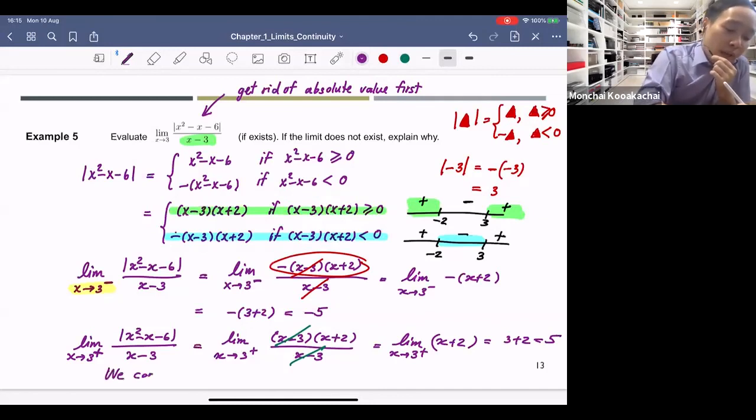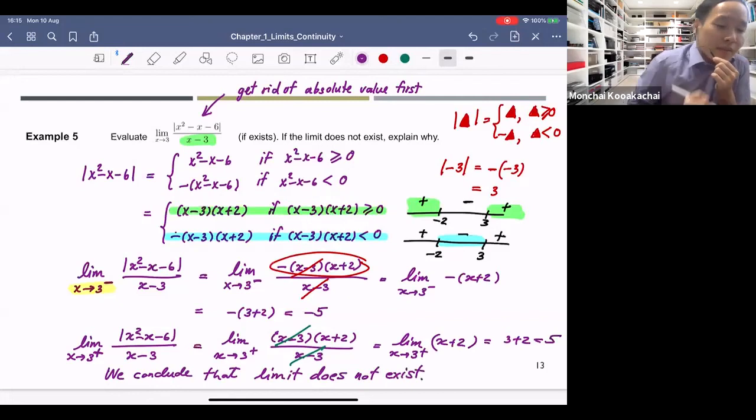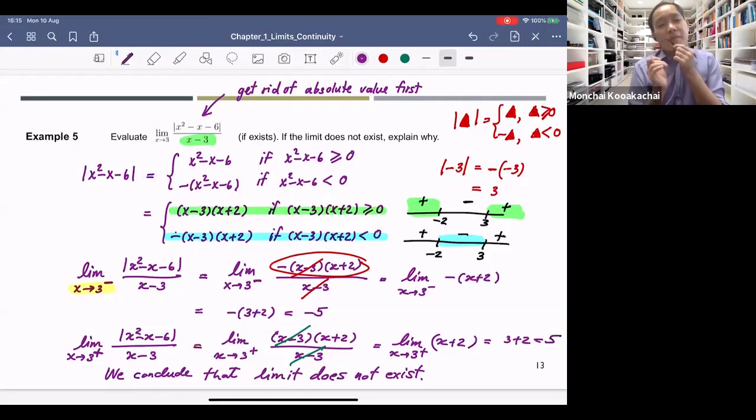Because the left-hand limit and the right-hand limit are not equal to each other, we conclude that the limit does not exist. I'm lazy, so I'm just going to say that. Done for this question. That is the technique that we use to deal with absolute value.